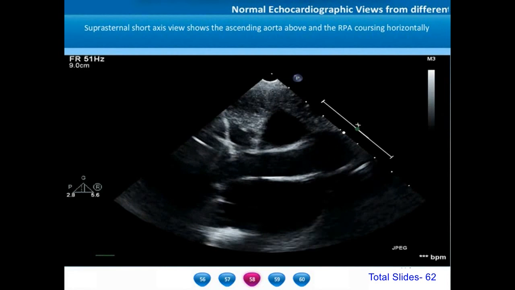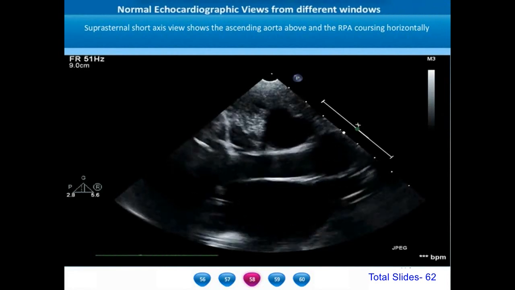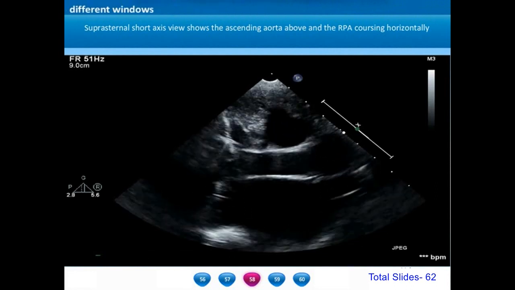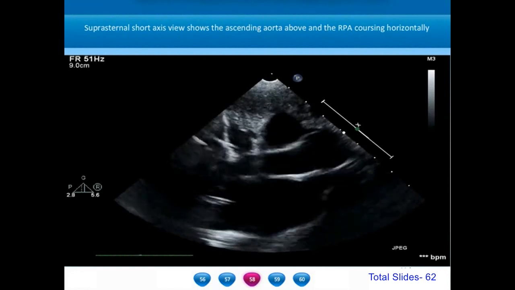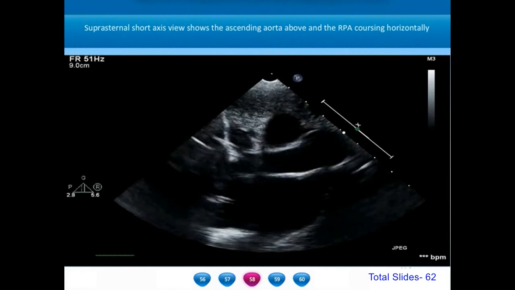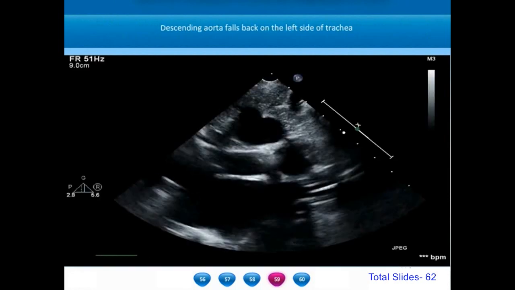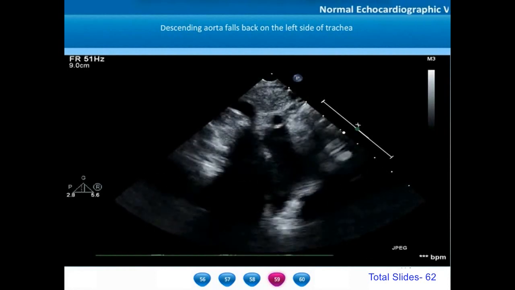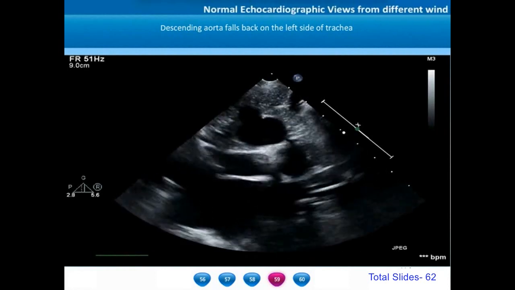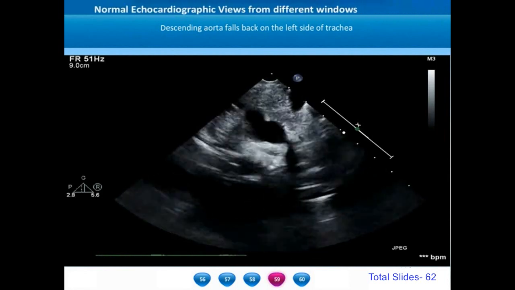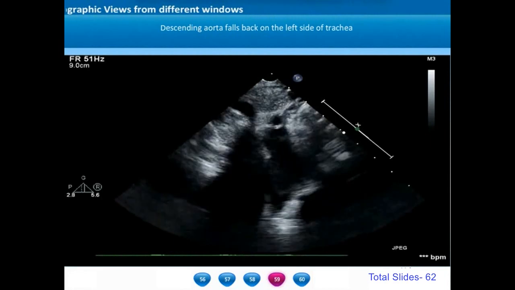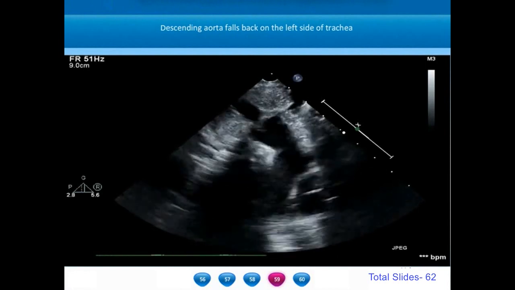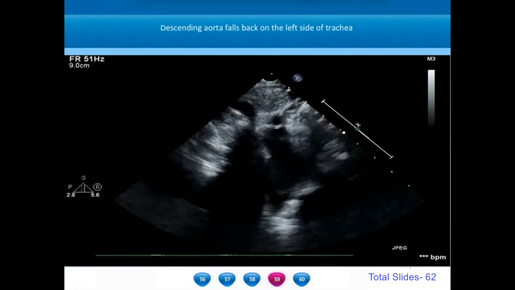On a suprasternal short axis view, if we keep the probe in coronal plane, we will be able to see the entire length of the right pulmonary artery posterior to the ascending aorta and the superior vena cava. On this suprasternal view, when we keep the transducer in coronal plane and sweep the transducer posteriorly, we'll be able to appreciate the arch of the aorta falling back on the left side of the trachea as the descending thoracic aorta. And this will confirm that the arch is on the left side.